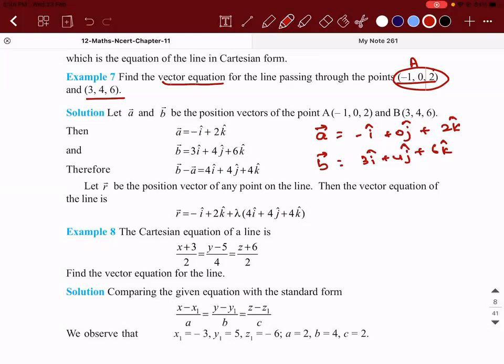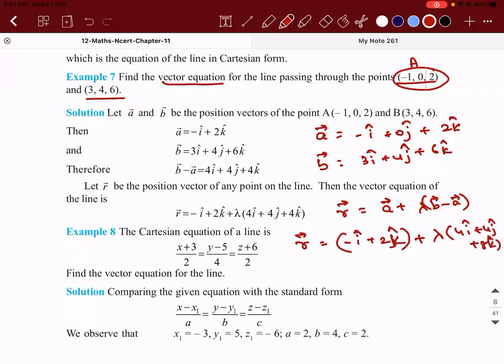Now what will be the vector equation? R vector will be equal to A vector plus lambda times B vector minus A vector. So R vector is equal to minus i cap plus 2k cap plus lambda times 4i cap plus 4j cap plus 4k cap. This is the vector equation. Sorry, plus 4k cap. If there is anyone having a doubt of why I wrote it like this, please get it clarified. I did nothing but use the formula. Nothing outside that.